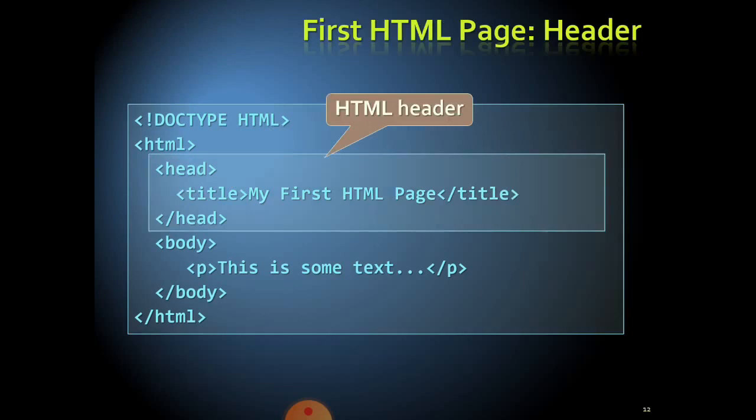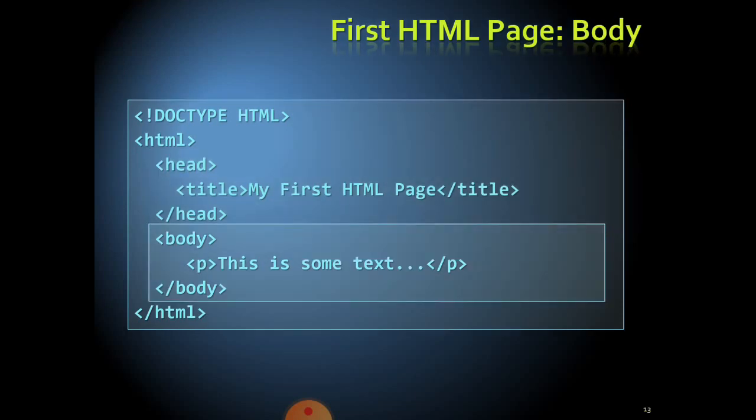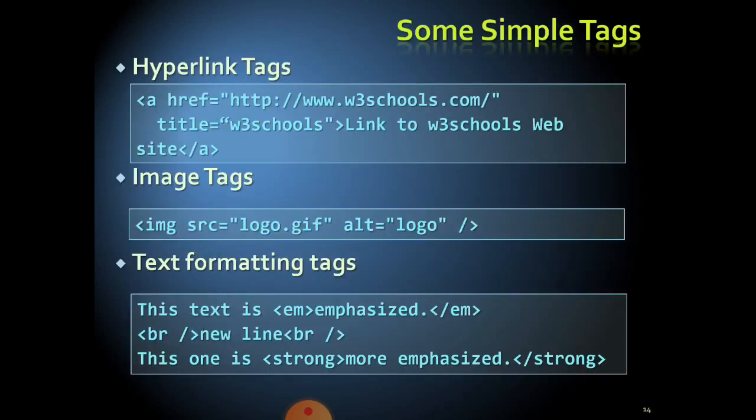In this one, this is the HTML header line, it will print as my first HTML page, and this one is the body, the HTML body. This is the HTML header, and this one is the HTML body. So similarly we have different types of tags.